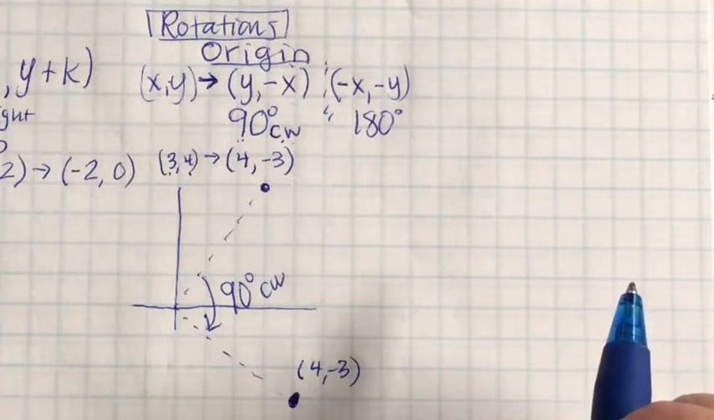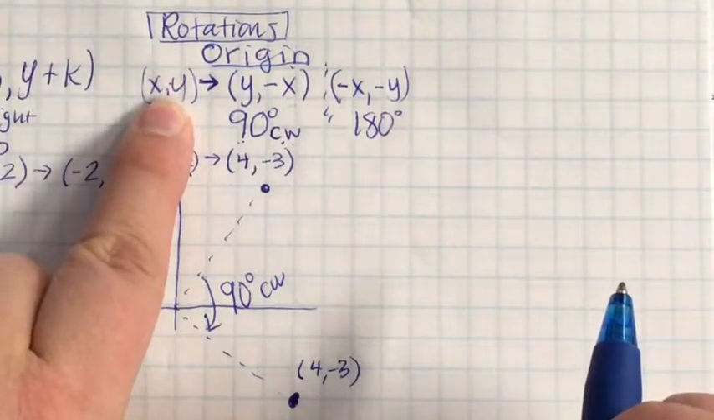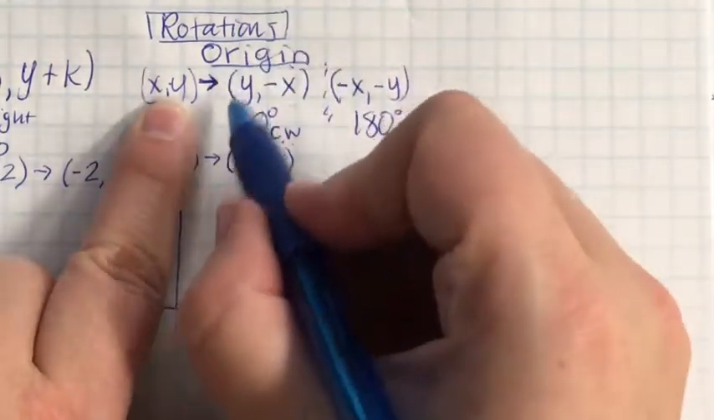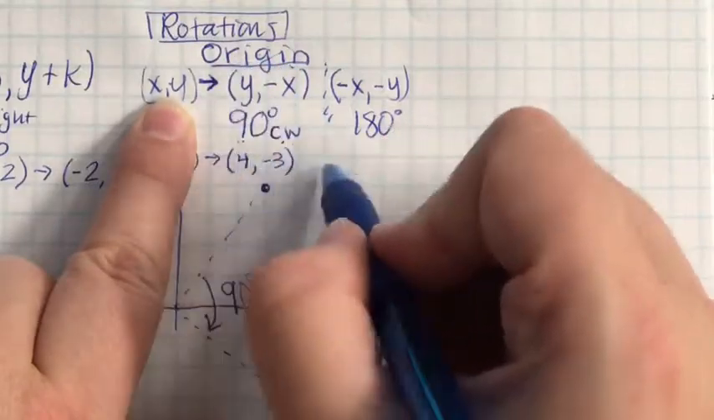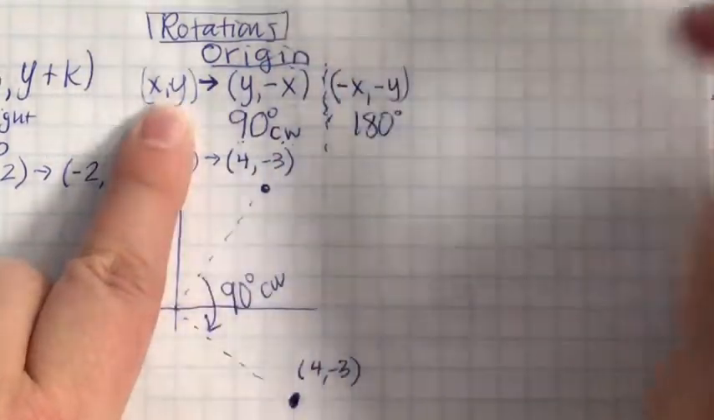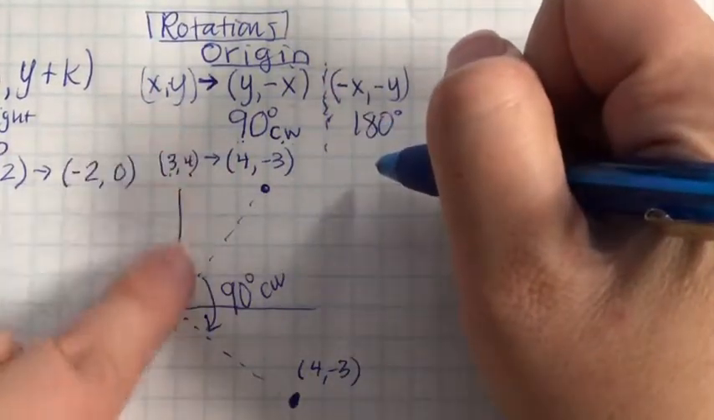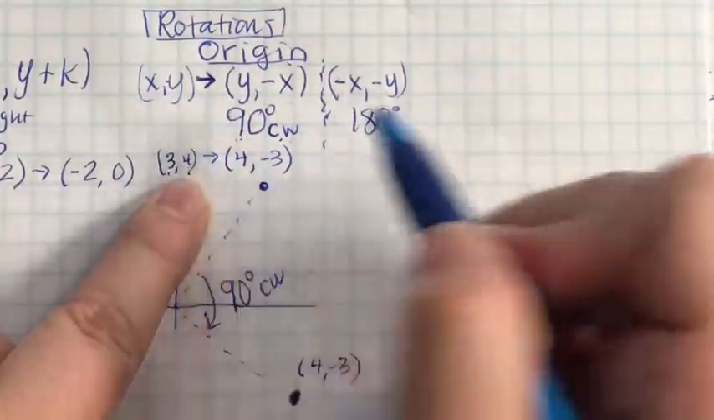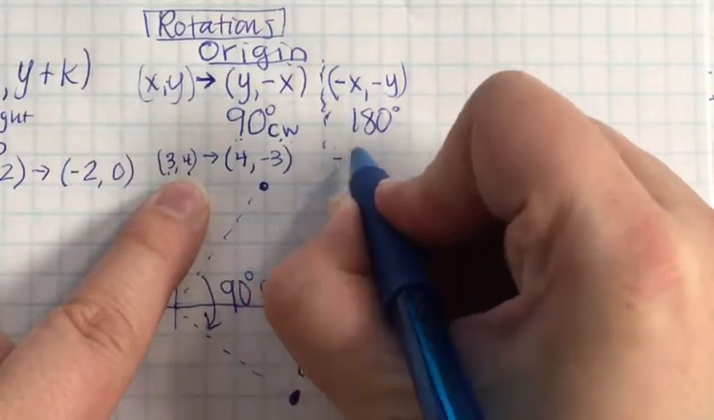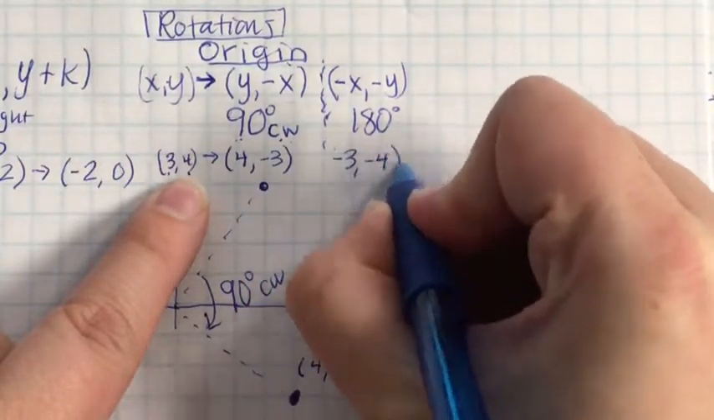Wait, does it go Y, X again if you still do a 90? Yeah, Y, X is always the first point. So these things are just what happens to it. Does that make sense? Yeah, so if it goes 180 and it's X, Y, then it's just negative X and negative Y. So for this one, it would be negative 3 and negative 4.